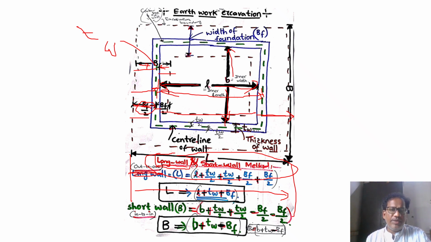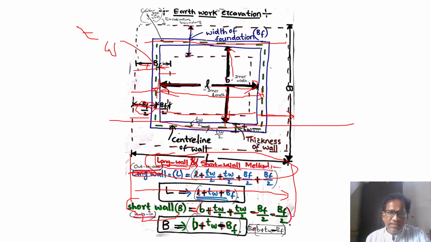So with this we are getting the length, that means out to out, or what we can say the long wall for the excavation. Now let us see the short wall. This we can appropriately speak of as in to in. First what we want is the center line. So let us see now, this is the center line, from here to here, center line.